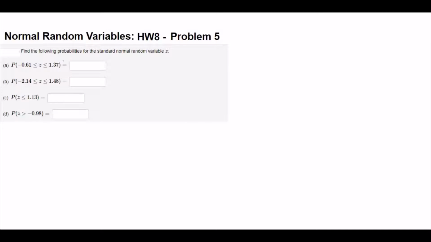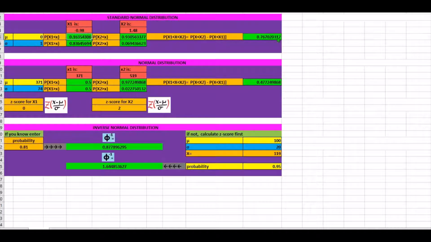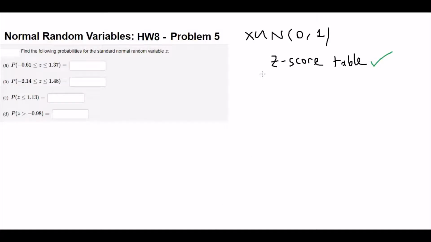Problem number 5. Find the following probabilities for the standard normal random variable z. So our normal is standard with parameters 0, 1. We can directly use the z-score table, or we can directly plug into the calculator we set up in Excel and execute the value directly. But for the sake of practice and reading the z-score table, let's solve part A and part B using the z-score table.